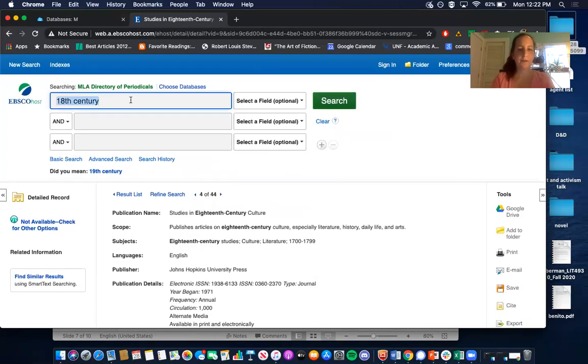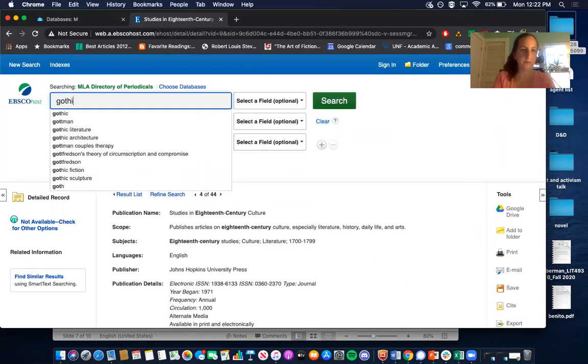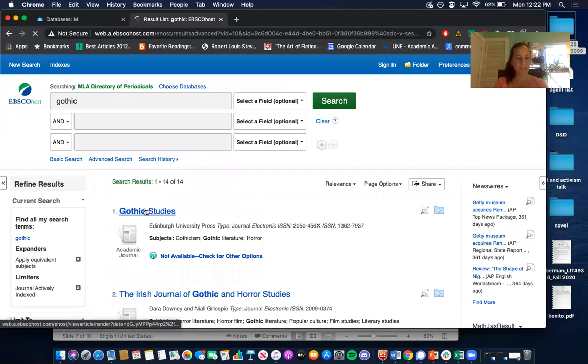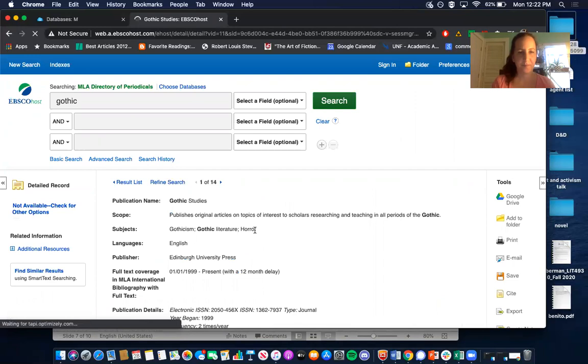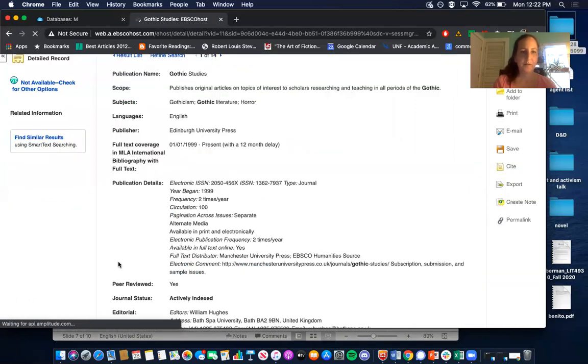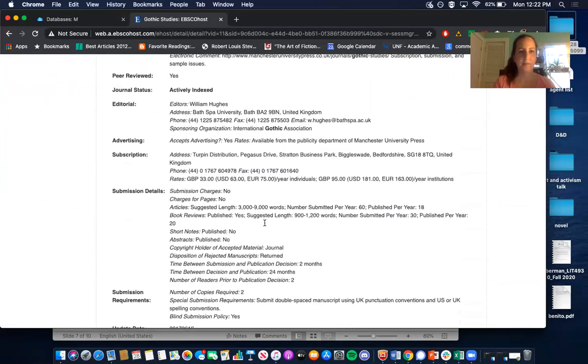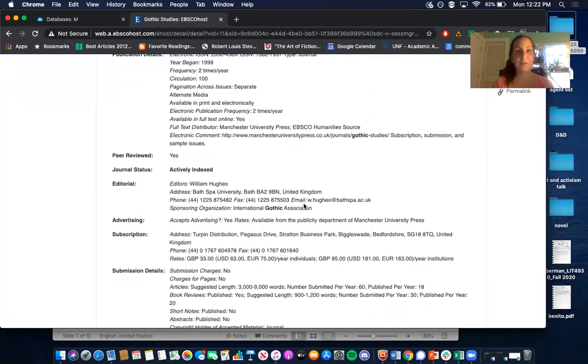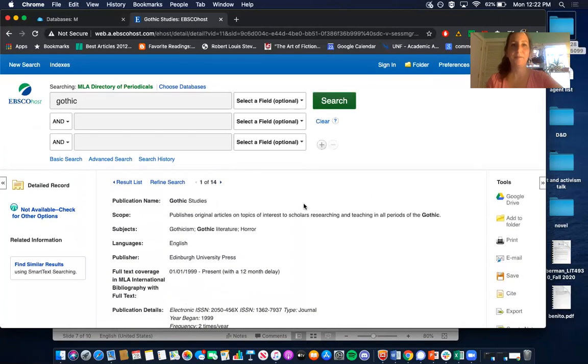Now, out of curiosity, let's see if there are journals that specifically focus on the Gothic. So there's Gothic studies. Look at this one. This will be the last one that we look at. Peer-reviewed, yes. Submission details, submitted per year, 30, published per year, 20. So this has a very, very high acceptance rate.